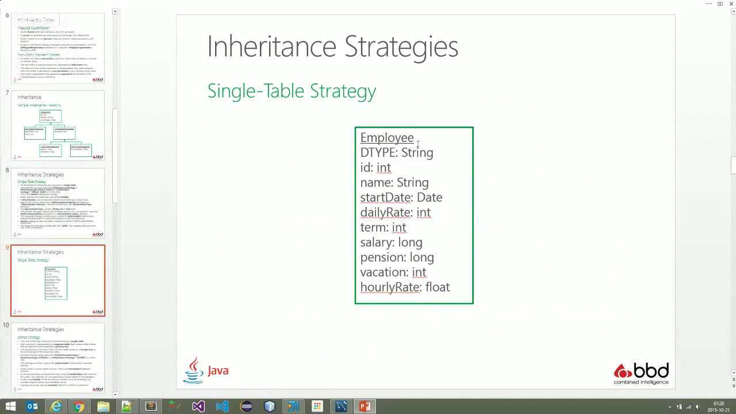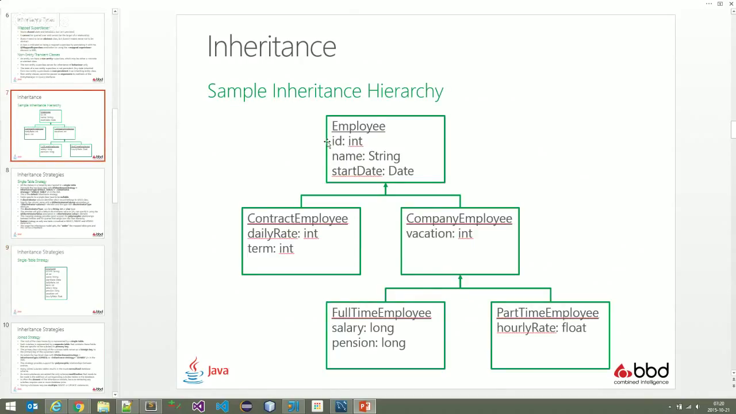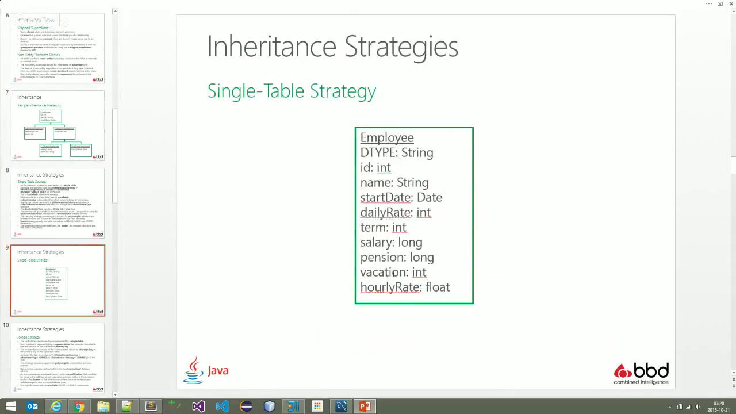So it'll give you a table that looks something like this. To represent this big hierarchy structure, it'll give you one table with every single field in there with your discriminator column. You can give the column a name. If you don't give it a name, it'll just be DTYPE for a string.